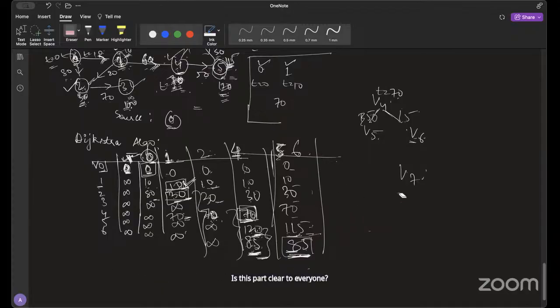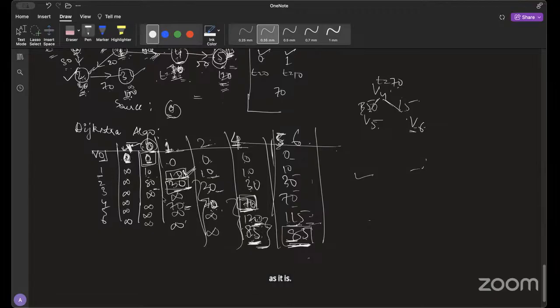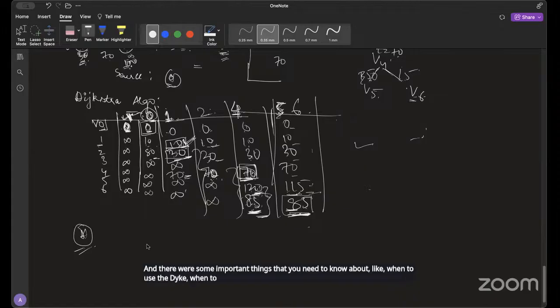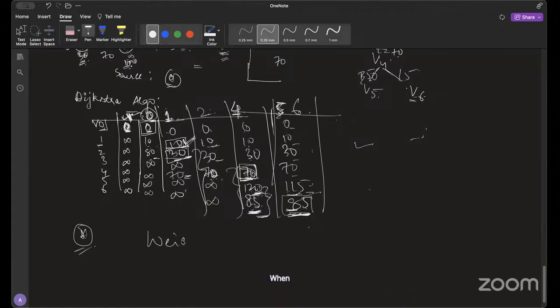Okay. This is your Dijkstra's algorithm. And then it works for undirected graphs as well. So even if you have an undirected graph, this works just as it is. And then there are some important things that you need to know about when to use the Dijkstra's algorithm. So when your weights are all positive, at least non-negative. So if your weights are all non-negative, then only you can use Dijkstra.